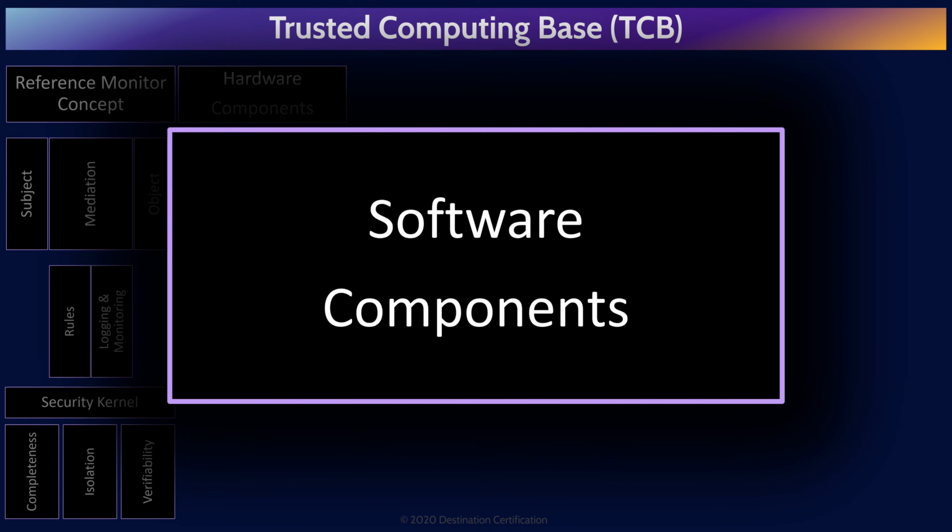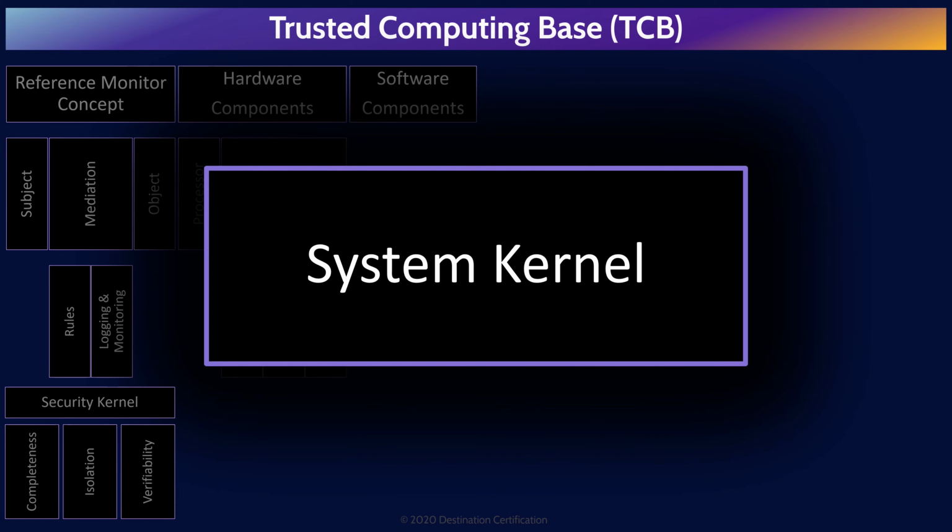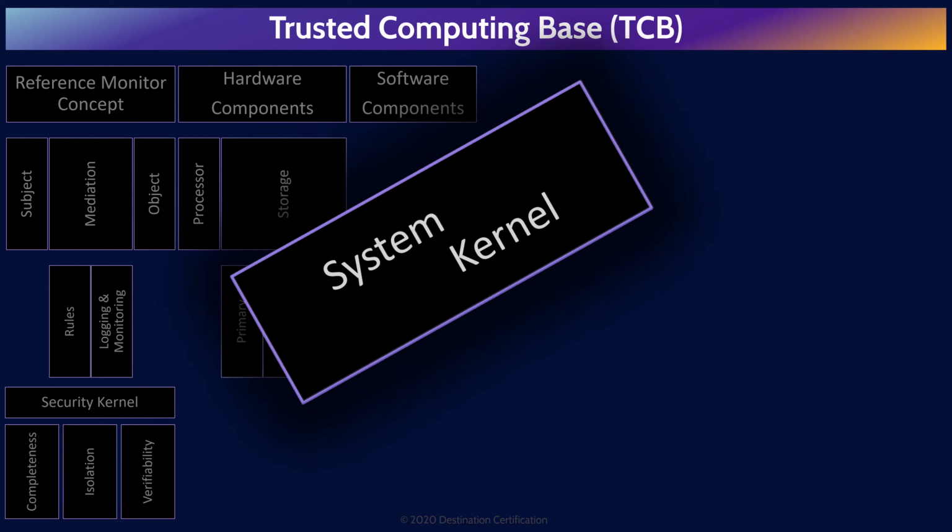Let's now move on to talking about some of the major software components within a system. We'll start with the operating system, the system of software that controls all the computer hardware and allows multiple programs to run. Examples of operating systems are Windows, Mac OS, Linux, Unix, iOS, Android, etc. The core of an operating system, the central part that controls everything, is known as the system kernel. Make sure you don't confuse the system kernel, the core of the operating system, with the security kernel, which is the implementation of the reference monitor concept.